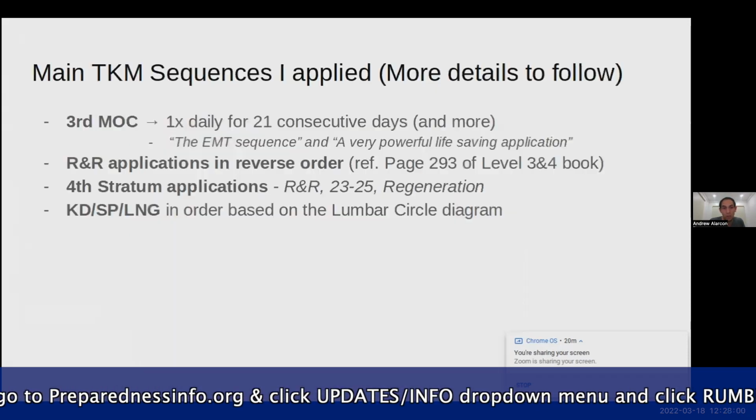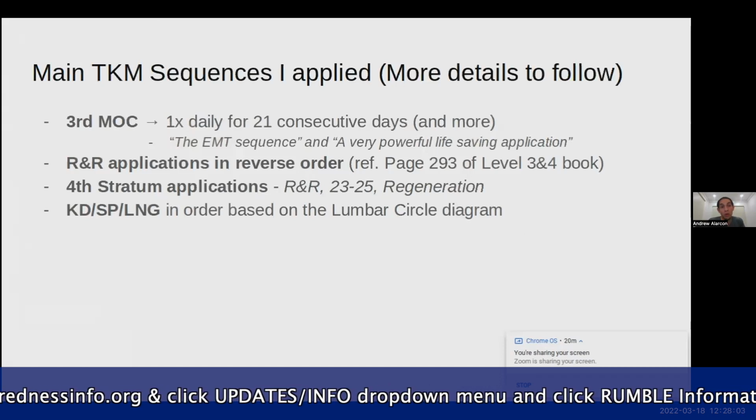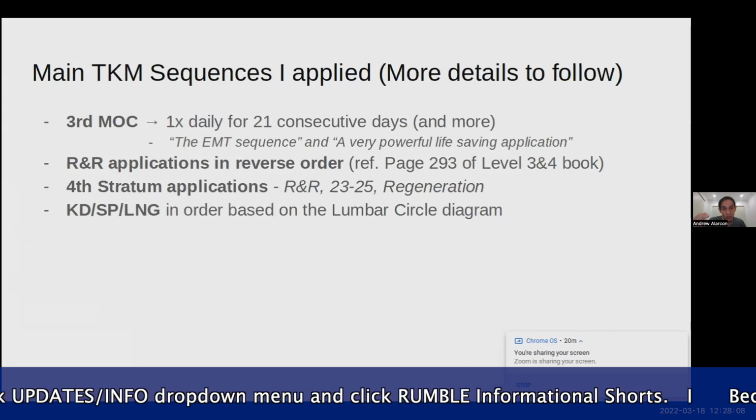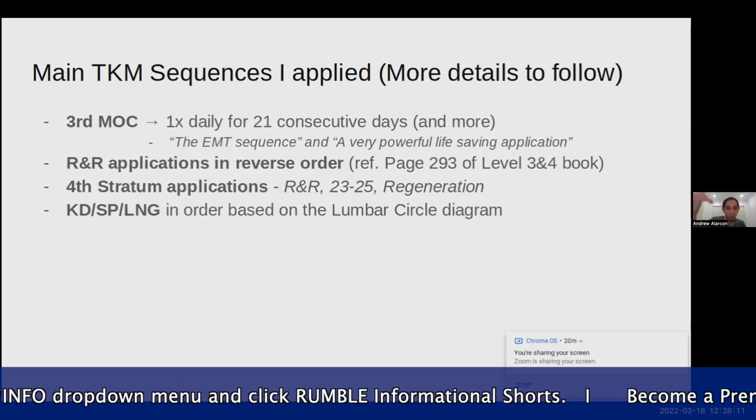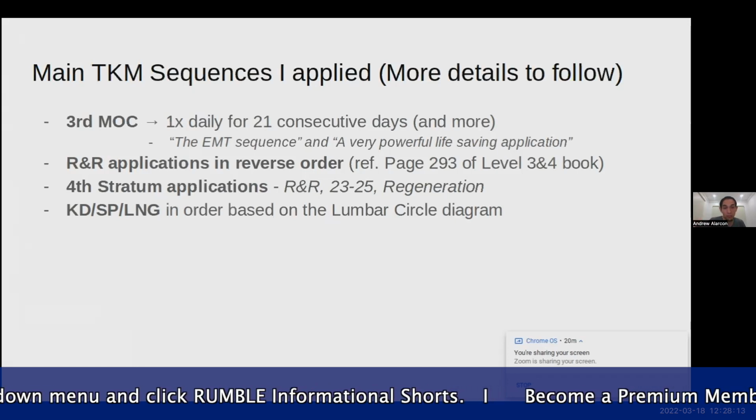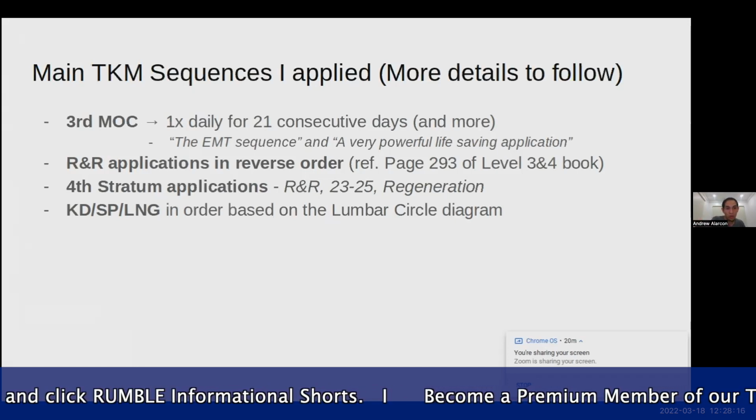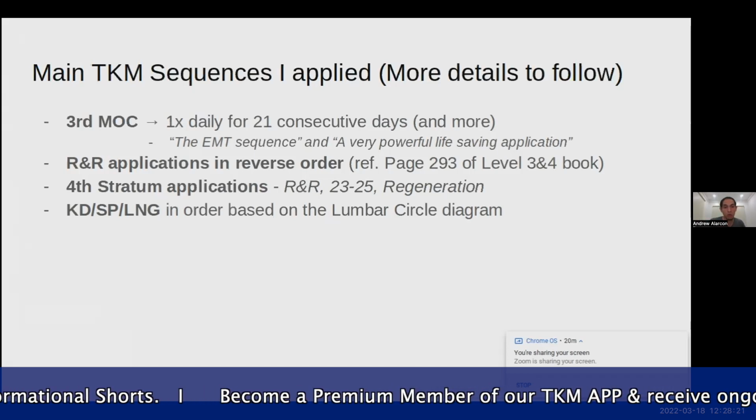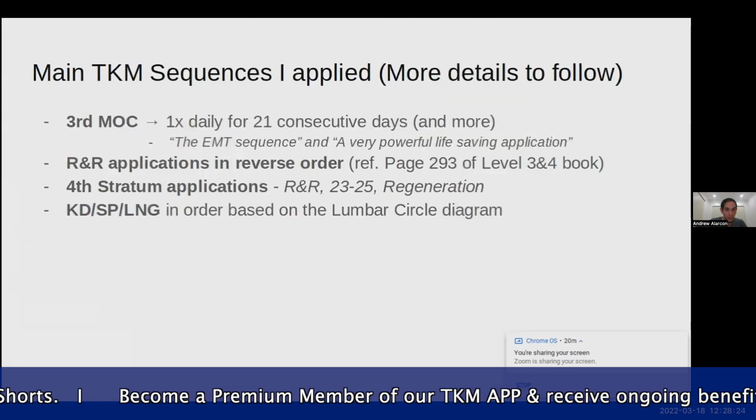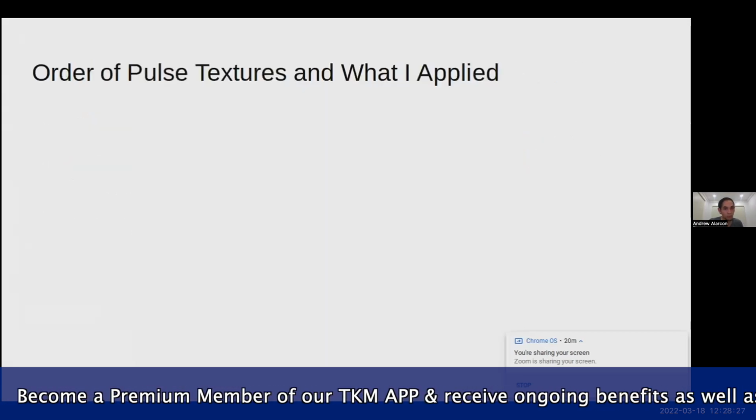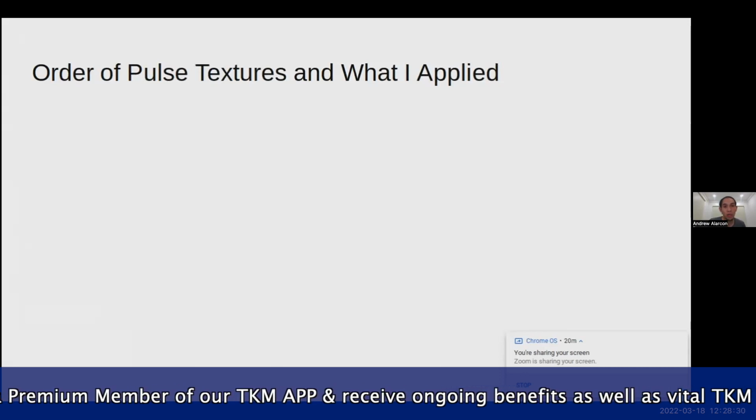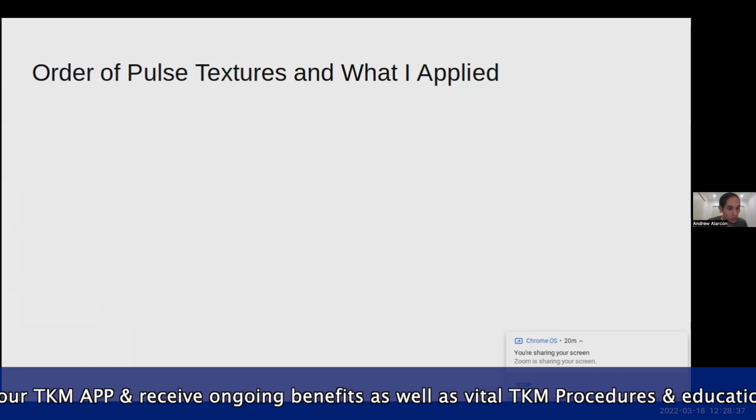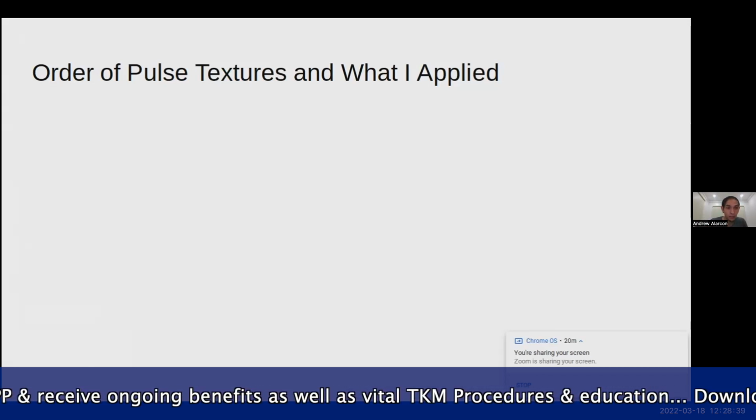So that's why I mentioned kidney, spleen, and lung in order. I would work on kidney first, and then spleen, and then lung, because these are all ascending. So you work on the corresponding organ energy for ascending based on the lumbar circle. Okay, so that's where that is coming from. Okay, so here was the order of pulse textures that I felt while working within those 2 months. All right, and this is what I applied.